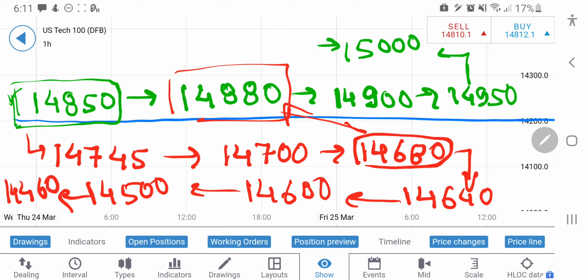Take your positions accordingly. Below 14,680 I'll be a little bit bearish. Specifically below 14,600 I'll be strongly bearish, and it can drop sharply. On the other hand, beyond 14,850, 14,880 we can remain bullish, and markets are going to rise strongly. So this is all for US100. Now let's have a look at US30.